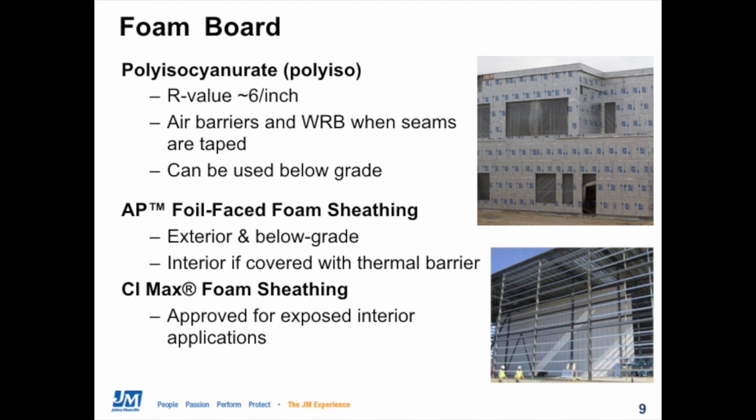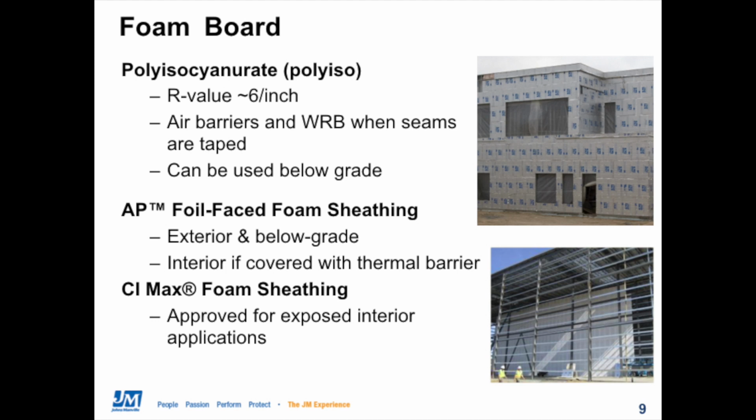Polyiso boards can be used either above or below grade on the building envelope. JM offers two brands of foam sheathing. The first is our AP Foil faced foam sheathing, and the other one is called CI Max. Both of these products use a polyiso foam core. AP Foil is often used on the exterior of buildings, like what's shown in this top photo on the slide, and it can also be used below grade. AP Foil can be used on the interior of a building, but if we do that, it has to be covered with an approved thermal barrier to comply with fire safety code requirements.